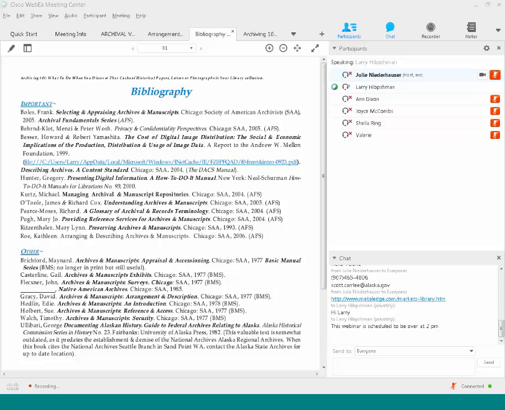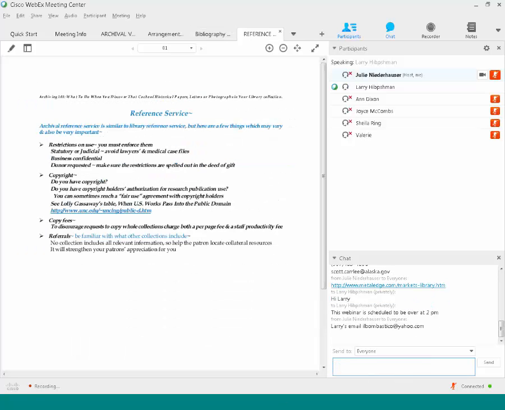There is a basic manual on Native American archives, and I think it still is in print if anyone is interested in it. There are also manuals on business archives and religious archives. Okay, this is what I have on reference service, and it's basically, I think the two, archives and library reference, are pretty much the same thing, but archivists really have to be careful about restrictions, copyright, and so on.